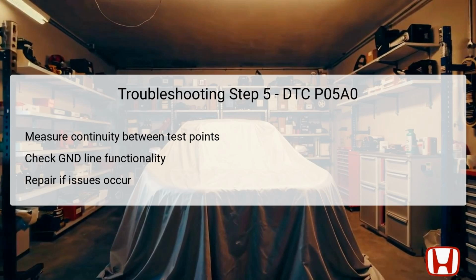If continuity is present, it suggests the GND line is functioning correctly, and you may need to replace the shutter grille itself due to any inherent faults. However, if continuity is absent, this may suggest an open circuit in the GND wire between the shutter grille and a grounding point such as G301. Resolving this is essential for restoring proper electrical function.